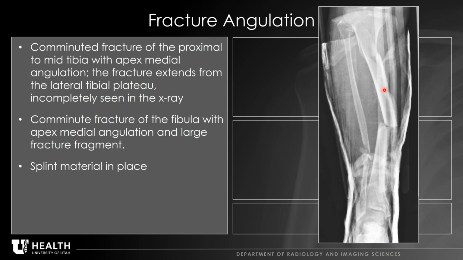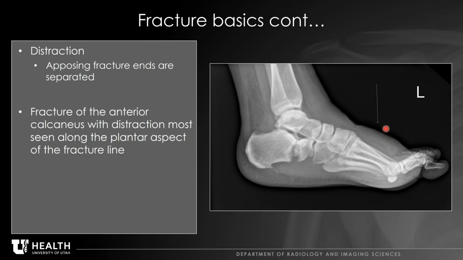And then you can see here, once the orthopedic surgeons or the emergency department physicians put a cast or a splint in place, it definitely obscures the bone, and so it can be difficult to see. So a lot of times the first radiographs we'll see don't have any casting or splinting, and that does help a lot in the identification of fractures. So here's a distracted fracture.